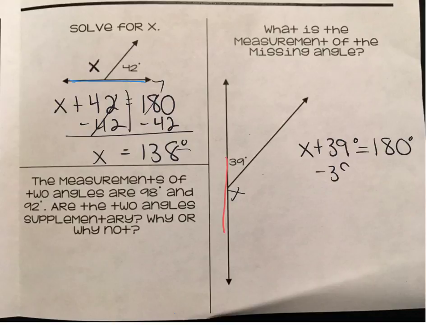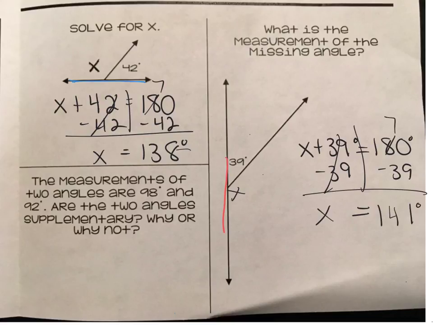So we're going to subtract 39 degrees from both sides. You'll be left with x equals, these are going to cancel. You'll have 1, so this will be 141 degrees.